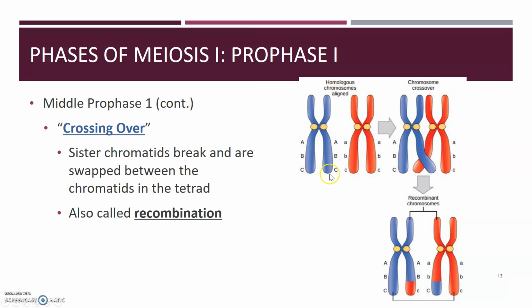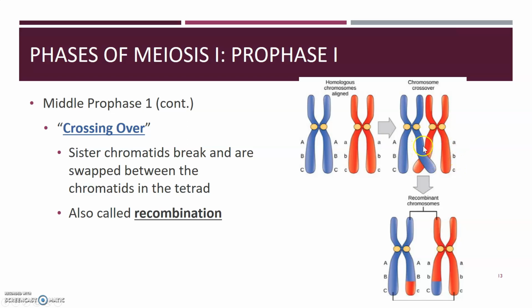And then once the homologous pairs are aligned with each other in this tetrad, you can see 1 duplicated chromosome here in blue, 1 duplicated chromosome here in red. These 2 together would be a homologous pair. And those homologous pairs can undergo a particularly important event known as crossing over, where chromatids, or 1/2 of these chromosomes, can actually break and be swapped between the 2 homologous chromosomes. And sometimes this is also called recombination, right?